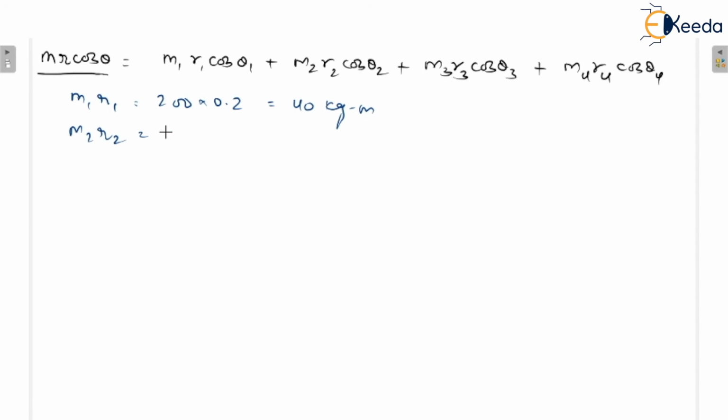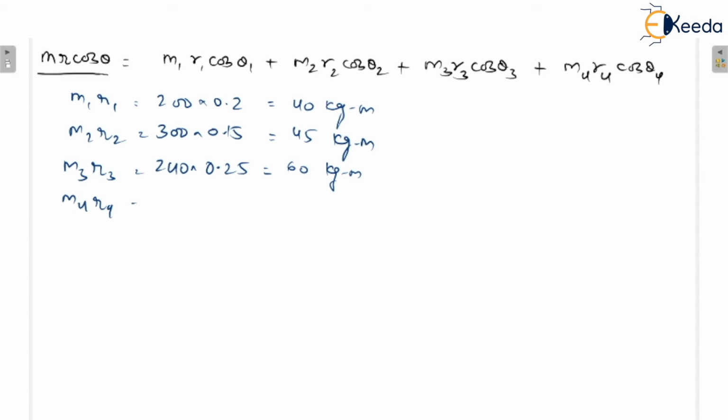M2R2 becomes 300 multiply 0.15, it would become 45 kilogram into meter. M3R3 it would be 240 multiply 0.25, that is 60 kilogram into meter. Similarly, M4 you can calculate, that would be 260 multiply 0.3 and you will get here 78 kilogram into meter.